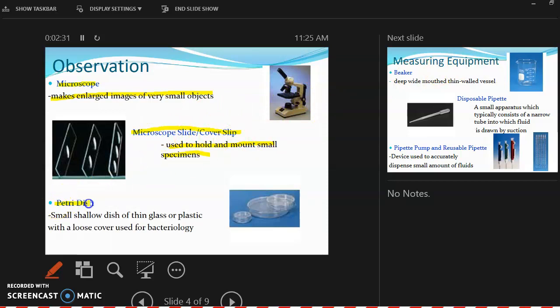A petri dish is a small, shallow dish of thin glass or plastic. Most people are switching to plastic, but the reason most people still want to use glass is it's easier to keep clean and clear. With a loose cover, it's used for bacteriology, so you can see if bacteria will grow.